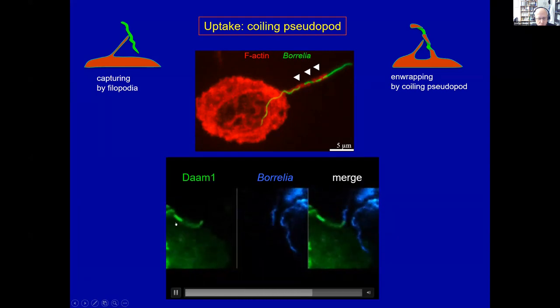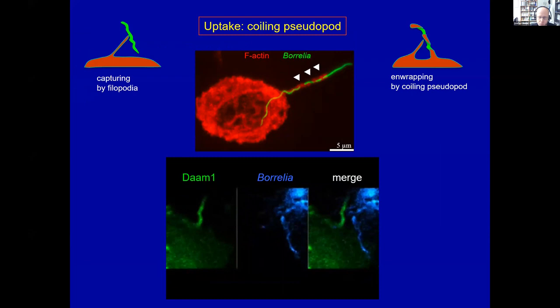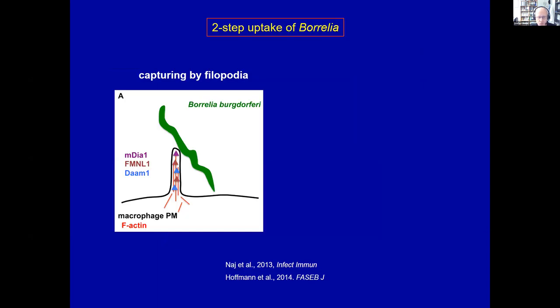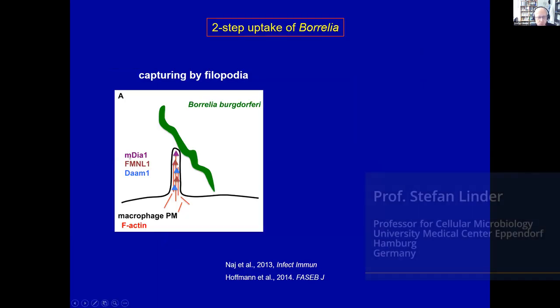You don't see a filopodium, but here you see DAAM1 coming up, arising from the surface of the macrophage and following this helical shape of the Borrelia. And if you knock down DAAM1 by siRNA, you also get fewer coiling pseudopods. So DAAM1 is one of the main players in the formation of these actin-rich structures. So this would be a first short summary.